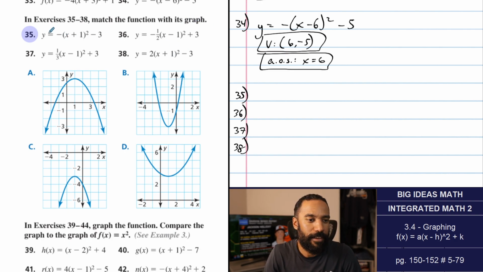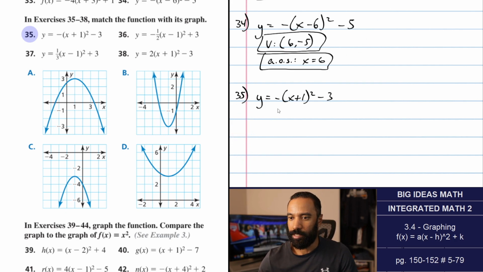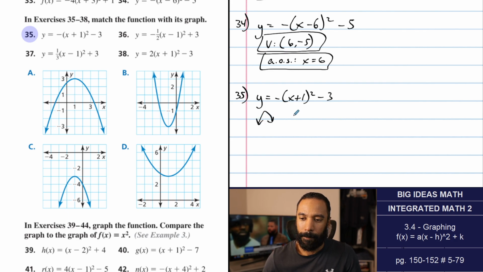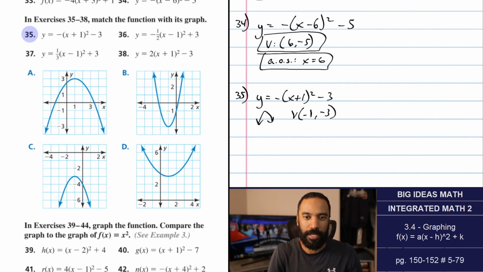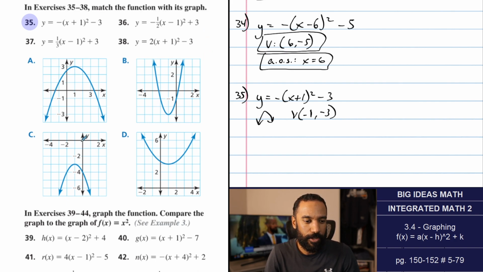So on number 35, we're going to look for a vertex that is, I guess I got to write down the problem. I'm sorry about this. Y equals negative x plus 1 quantity squared minus 3. I got to write some stuff down. The vertex, let's see. It goes upside down, and the vertex is at negative 1, negative 3. So is it A, B, C, or D? Even though it goes upside down, it can't be A because that's at 1, 3. But when C goes upside down right there, you can see that's negative 1, negative 3. Number 35 is C, graph C.